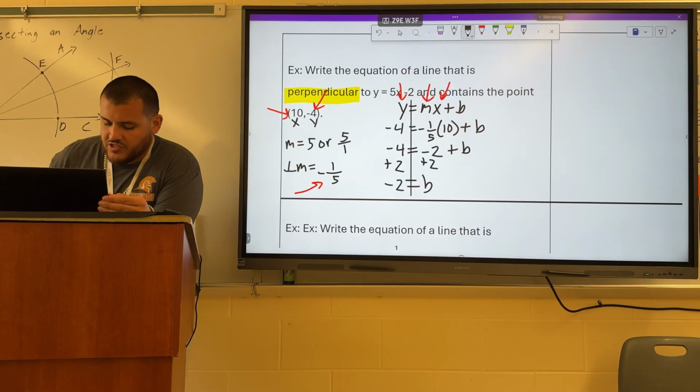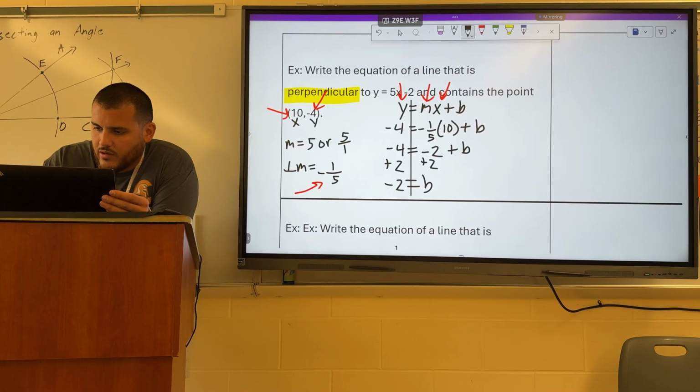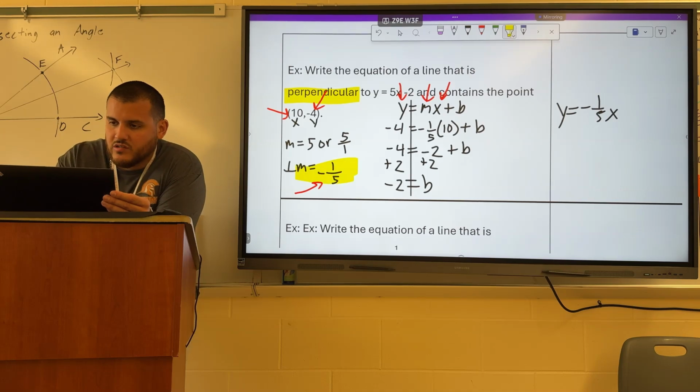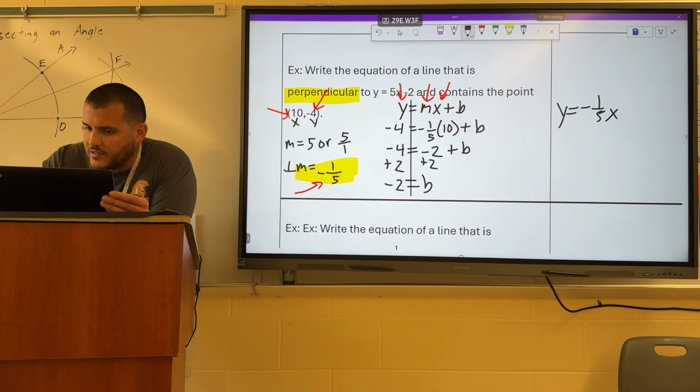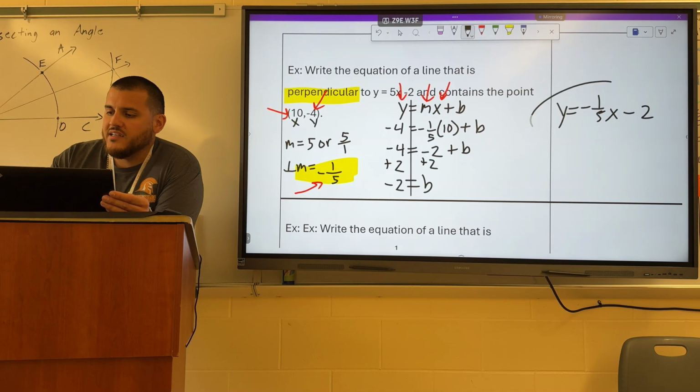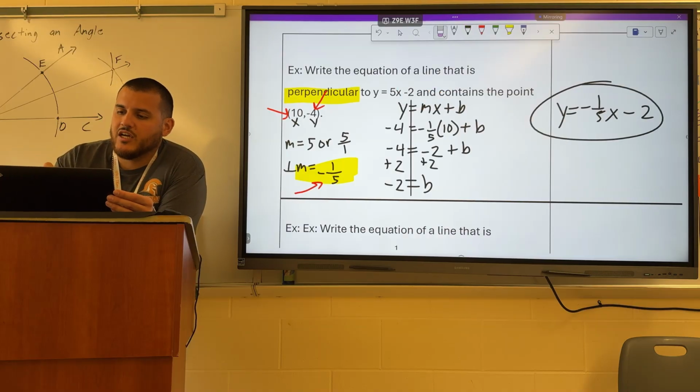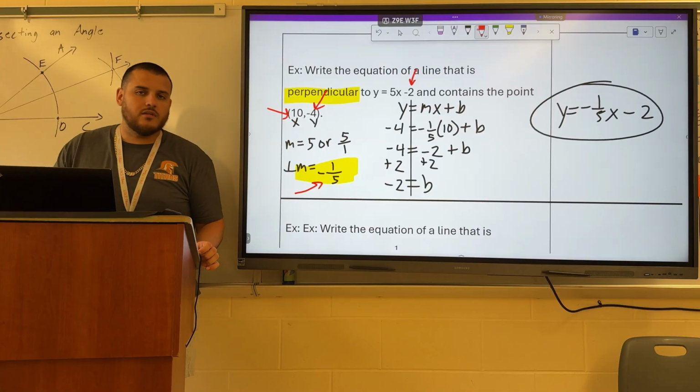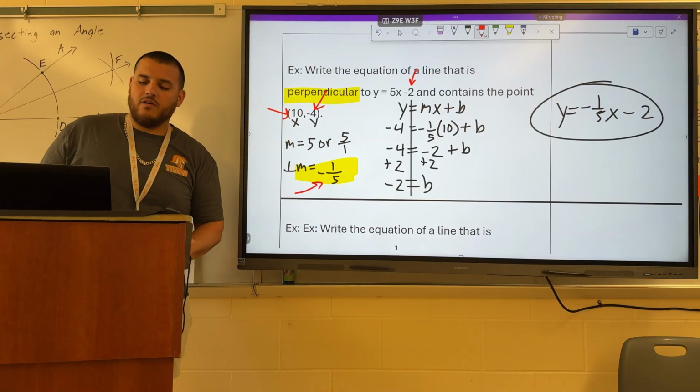And so the equation of my line perpendicular to this one would be y equals negative 1/5 x, because again, I need the perpendicular slope. My y-intercept was minus 2. Guys, in this example, it is just a coincidence that our y-intercepts are the same value. It is not the case for every equation.